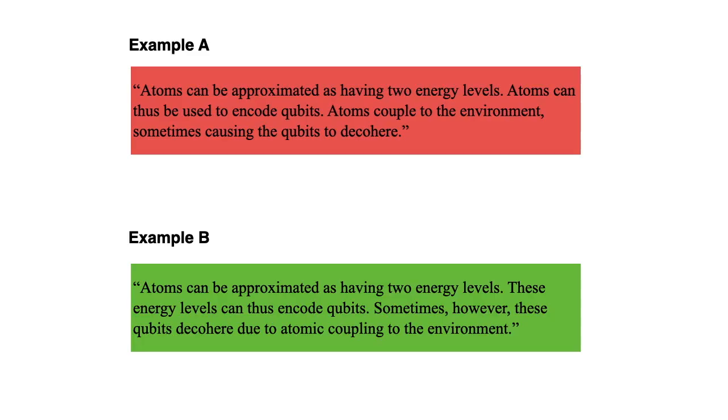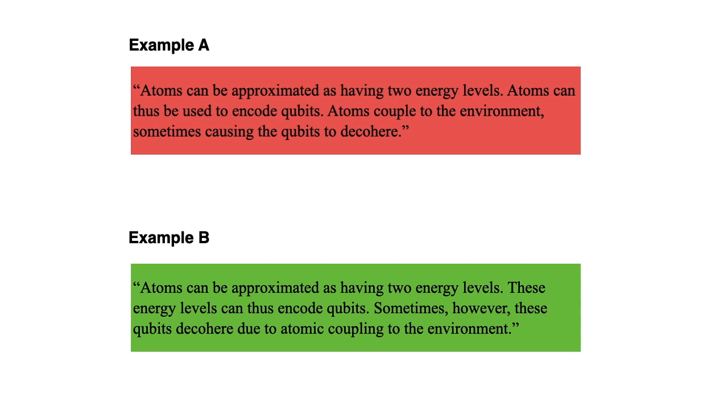Example A says, atoms can be approximated as having two energy levels. Atoms can thus be used to encode qubits. Atoms couple to the environment, sometimes causing the qubits to decohere. Now example B says, atoms can be approximated as having two energy levels. These energy levels can thus encode qubits. Sometimes, however, these qubits decohere due to atomic coupling to the environment.